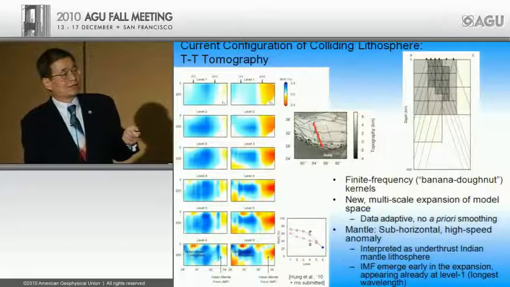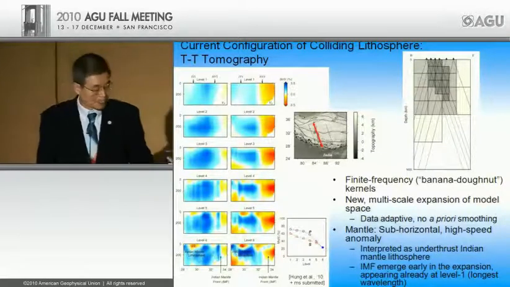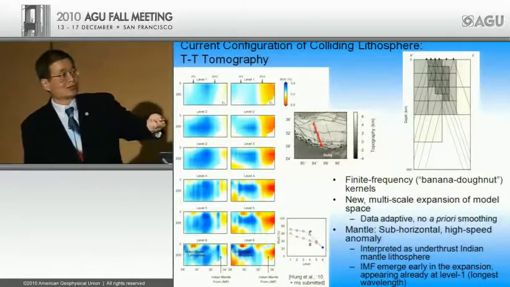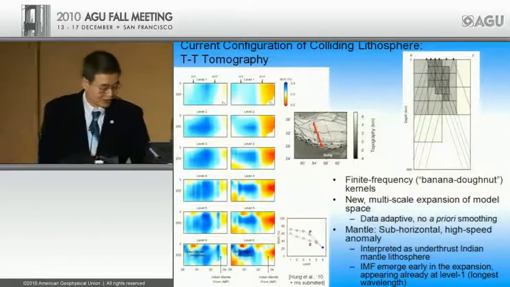But for the upper mantle, the most important feature is really this thing. This is interpreted to be the subhorizontal advancing Indian mantle lithosphere, and its edge is now over here, the so-called Indian mantle front. And even if you don't look at the details, you know, at level 1, this feature began to emerge already.